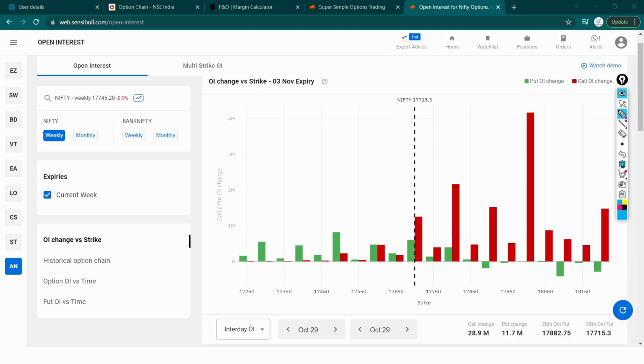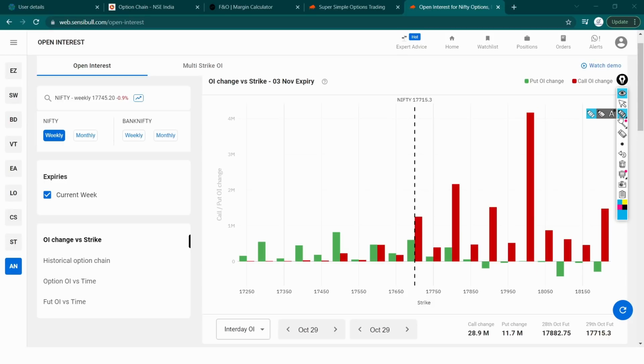So now we saw this, right? Where exactly are people adding a lot of contracts? Out of this 28 million, where exactly have they added so many call contracts? When we look at this, we see that people are adding so many contracts at 18,000. Many people are adding the 18,000 call option. So there is a huge open interest buildup happening at the 18,000 call option.